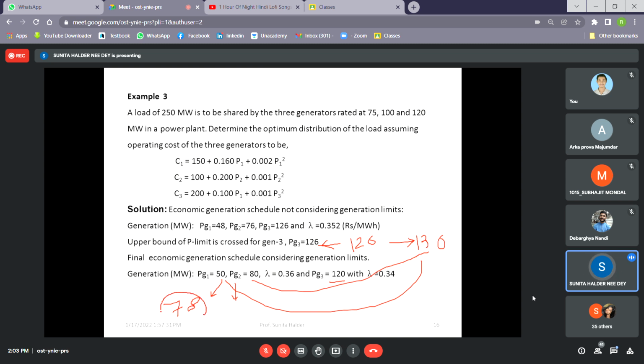In that case, 78 would also not be possible because its limit is 75, so you have to limit it to 75. Now, if we limit it to 75, then 130 minus 75 means here 55. Then it would also be feasible, right? But in that case it would not be economic, because then not all the generators are in economic condition. The generation is possible and the load can be catered, but it will not be economic. So you should think about this yourself and then do the problem.